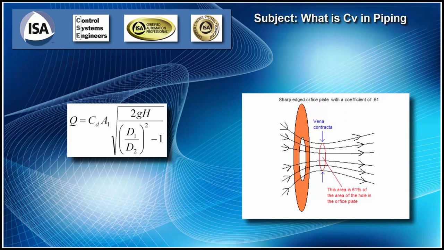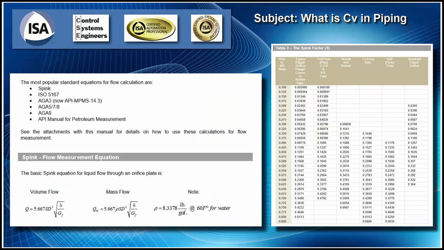Okay, then we have the coefficient of contraction. And this coefficient of contraction is the area of the vena contracta over the area of the orifice. We take our coefficient of contraction times our coefficient of velocity, and we get C sub D, which is coefficient of discharge.